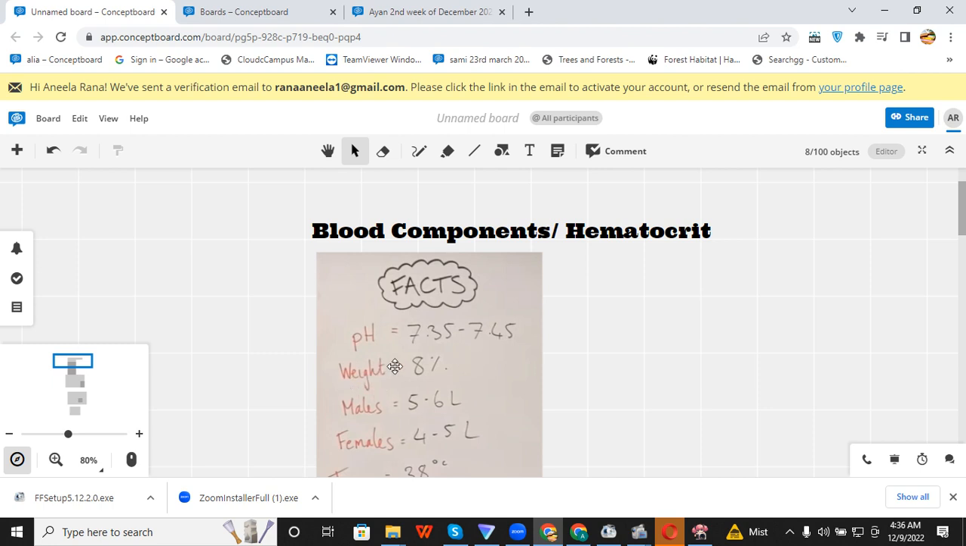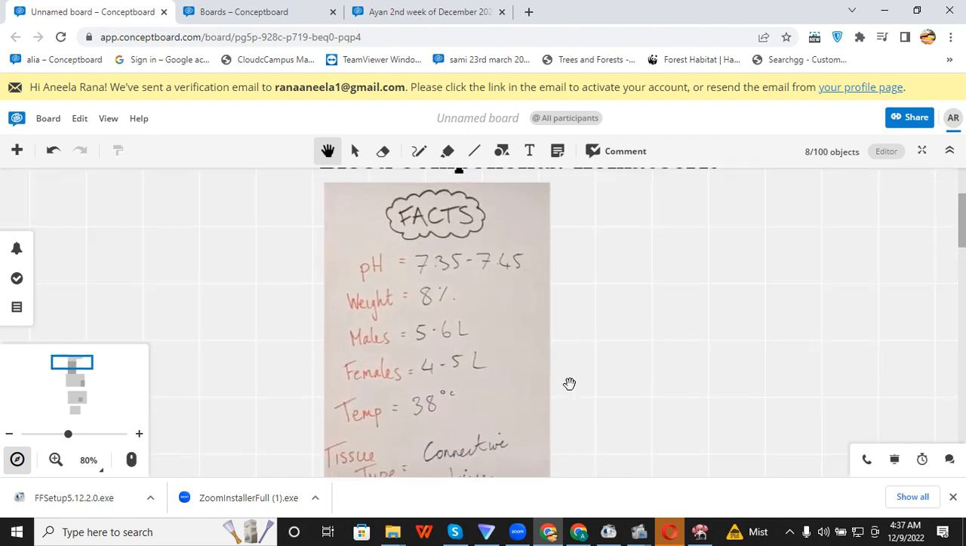What is the weight? 8% of our total body weight depends on the blood. The amount of blood in the male is 5.6 liters to 4.5 liters. And what's the temperature? The temperature of our blood is 38 degrees Celsius. Blood is also the primary way to transfer heat, from one part of our body to the other.